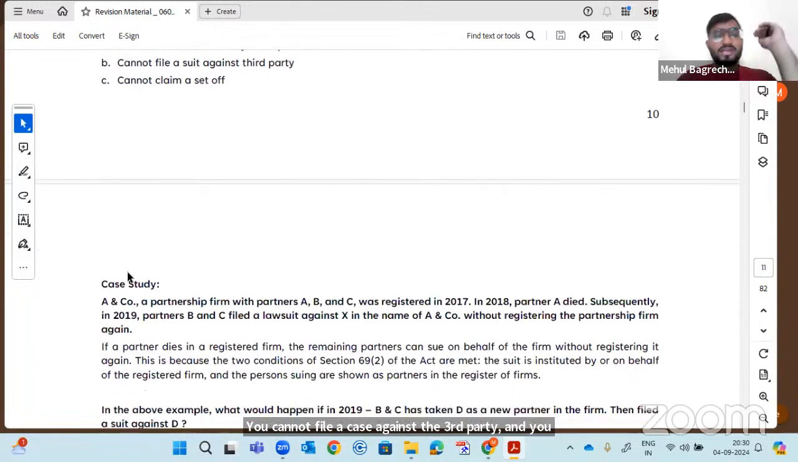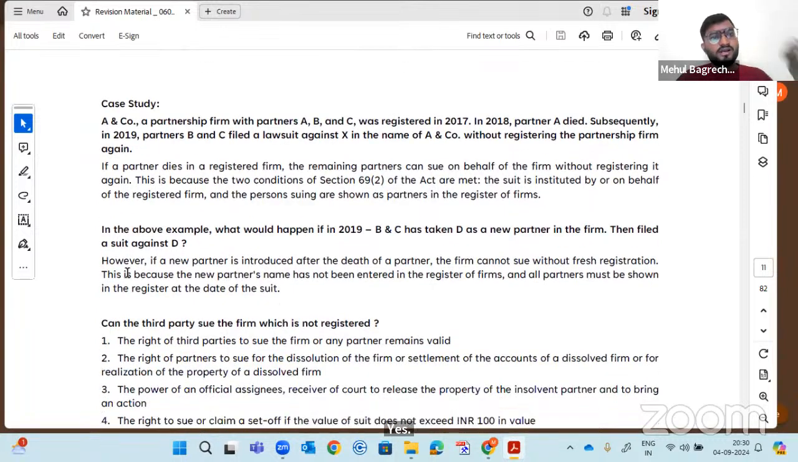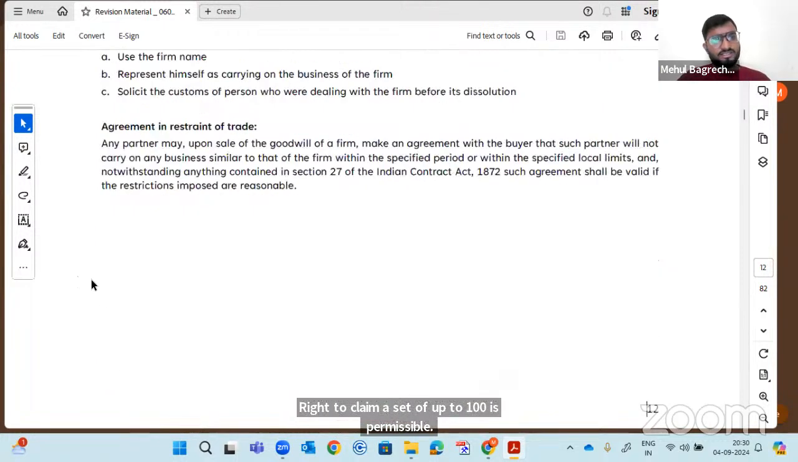Can a third party file a case against the partnership firm? Yes, sir. Even though it is not registered? Yes, 100% yes. A third party can go ahead and sue the partnership firm. Very, very important: the right to claim a set off up to 100 rupees is permissible. These are a couple of questions which we have understood in case of registration.